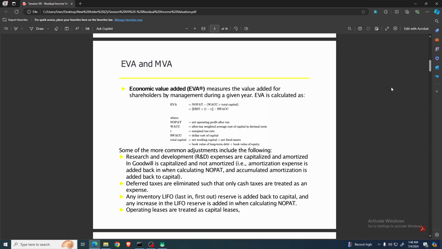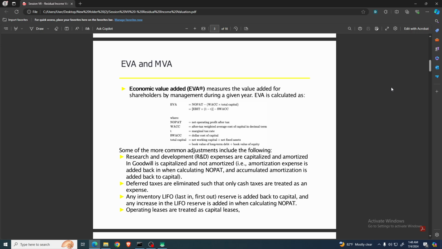So essentially, economic value added is defined as net operating profit after tax, or rather we identify it as NOPAT, minus a charge for the cost of capital employed. So you can see the equations are provided to you here explicitly. And here NOPAT is net operating profit after tax. WACC, you know this, weighted average cost of capital. We have the marginal tax rate, which is designated by T. And then we have the total capital, which equals the net working capital plus net fixed assets plus book value of long-term debt plus book value of equity.